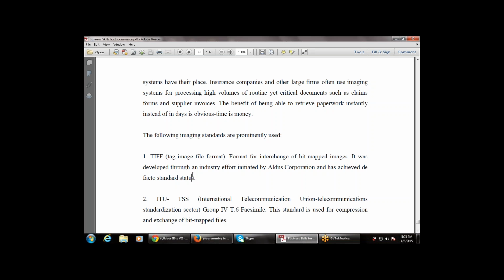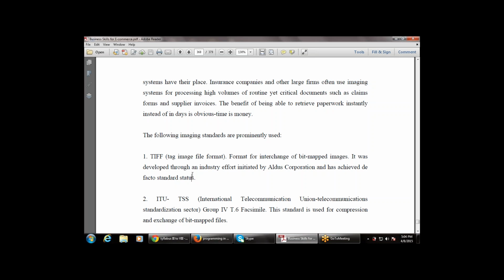That is the first format that is used, TIFF, the Tagged Image File Format, for interchange of bitmap images. It was developed through an industry effort initiated by Aldus Corporation and has achieved de facto standard status. TIFF is used for bitmap images and was developed from the industry point of view.